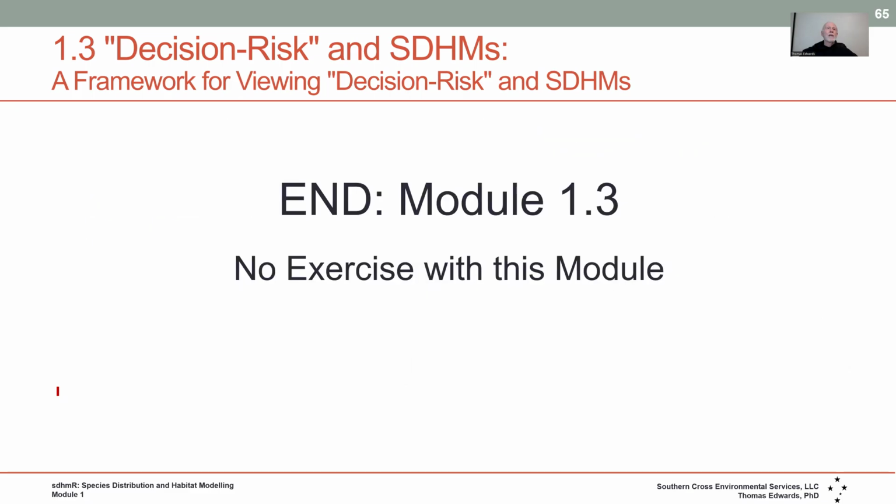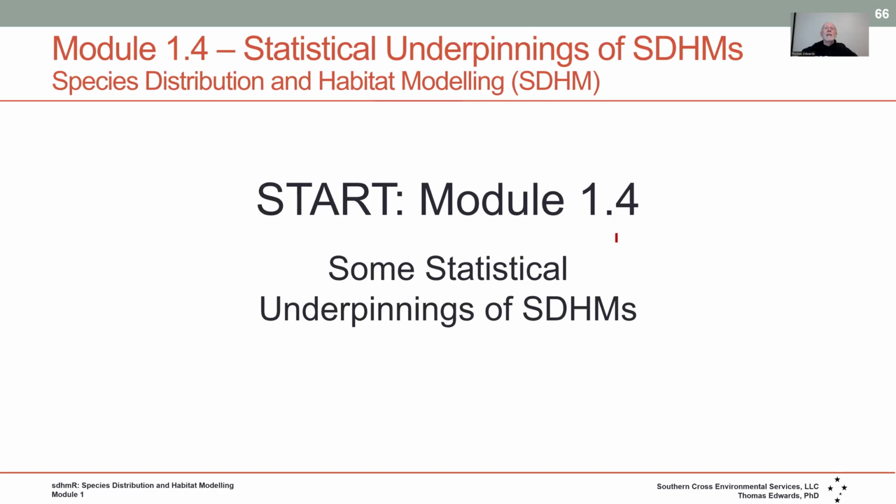And so with that, we're going to go ahead and end Module 1.3, which gave you an overview of the decision risk elements you face when constructing a distribution model. There's no exercise right here. And after this, we're going to move on and you get to watch a video associated with Module 1.4, which I provide an overview of some of the statistical underpinnings of distribution models.